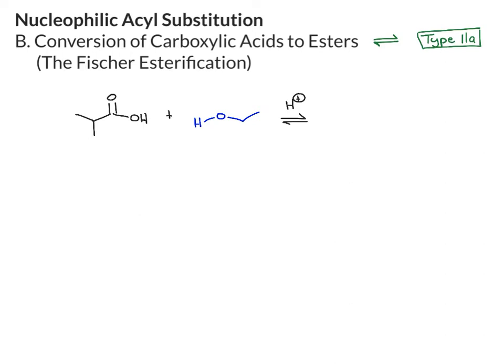And for predicting the products, basically what's happening here, the H from the alcohol combines with the OH from the carboxylic acid to give you water. And then the oxygen of the alcohol bonds to the carbonyl carbon. So here's the product. So we have that O-ethyl group now attached to the carbonyl plus water.